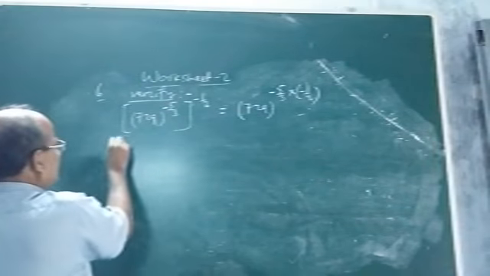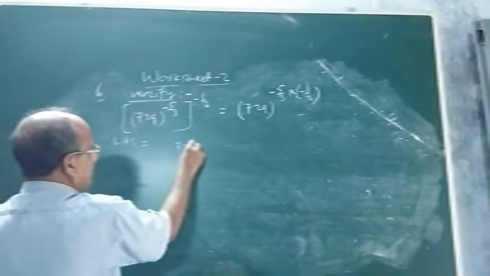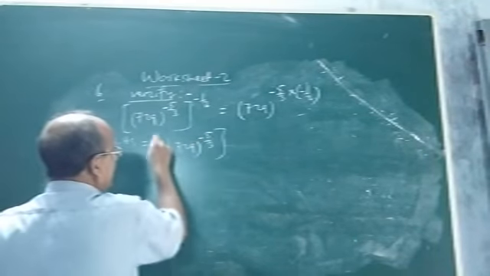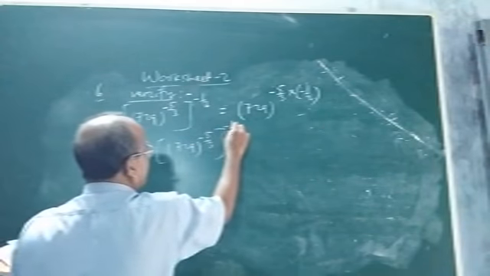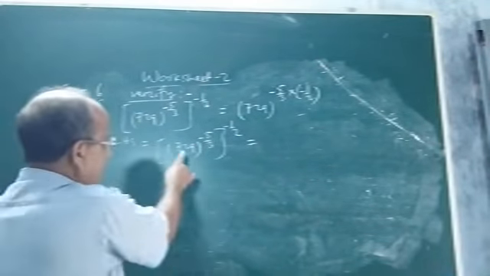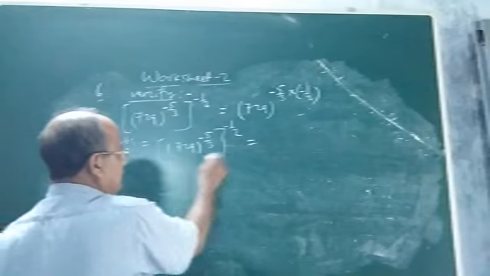Okay. So let me simplify the left hand side. What is the left hand side? 729 whole to the power minus 5 by 3, again whole to the power minus 1 by 2. Now how to simplify this? You see, this is 729. This is the inner bracket.